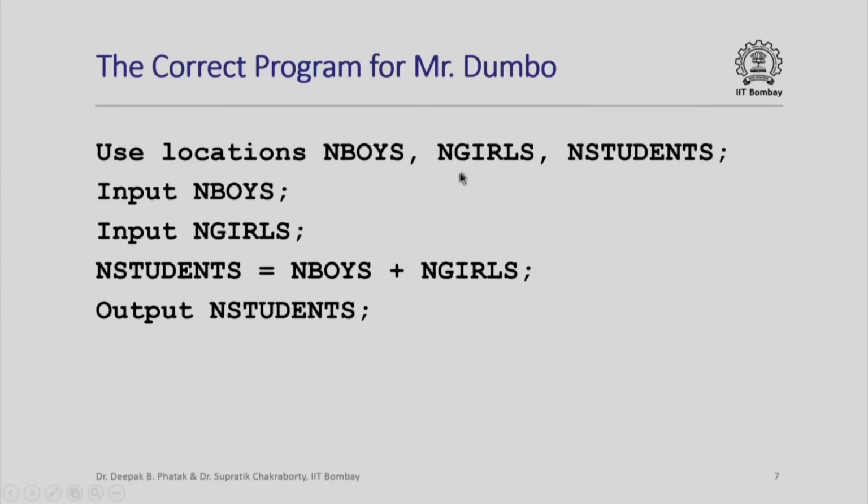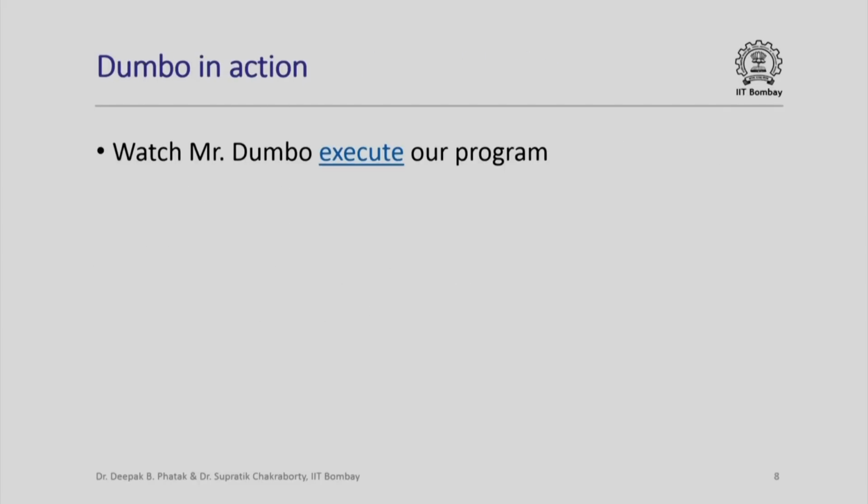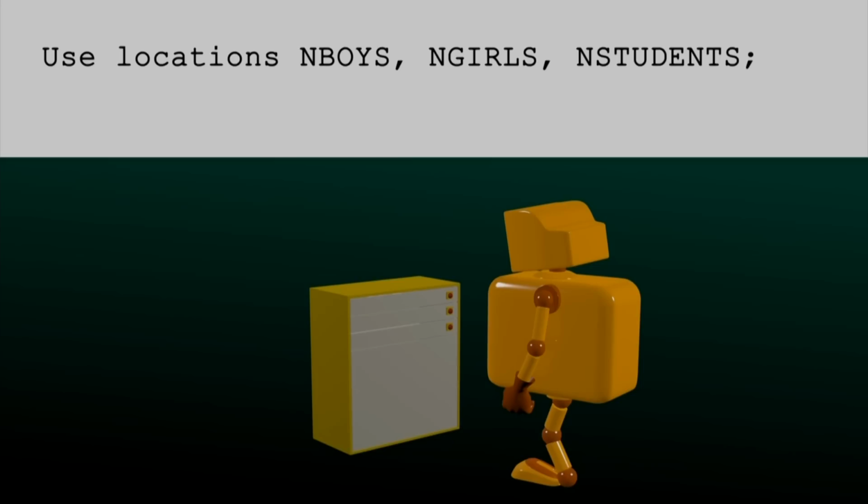Indeed, it is this declarative which makes Mr. Dumbo take these names and put them as tags on three memory locations. The rest of the program, of course, is very easy to understand. Let us see what happens when Dumbo executes this program. First, Mr. Dumbo looks at the declarative instruction, which says use locations n boys, n girls and n students. What should Mr. Dumbo do in response to this?